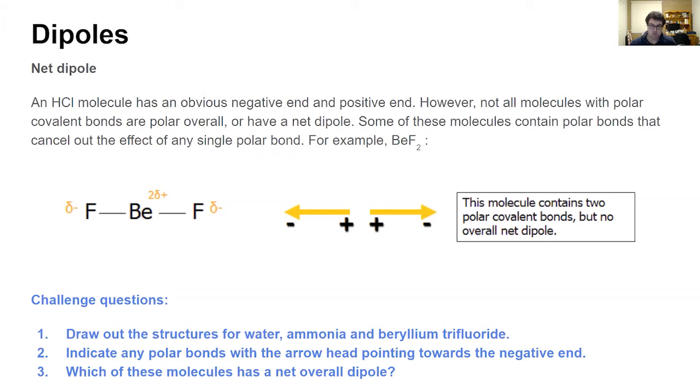There's an example of one on this slide just here, where we have beryllium fluoride. Because it forms a linear molecule, and that molecule is symmetrical, the polar bonds balance each other out, and so it doesn't have an overall net dipole, and those polar bonds don't affect the physical properties of that molecule.